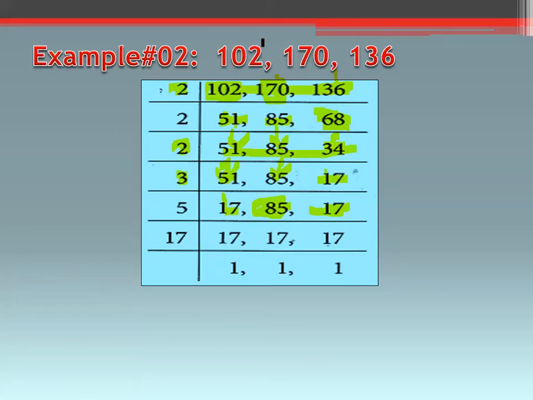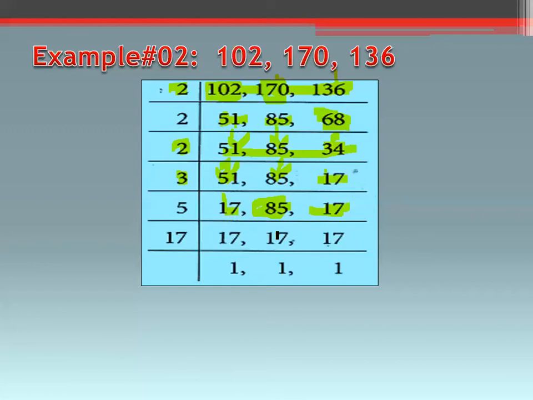Okay, 85 cannot be divided by 3, and not by 2 and 3, but 85 can be divided by 5. So what you will do, you will divide this 85 by 5 and copy down 17 and 17 as it is.